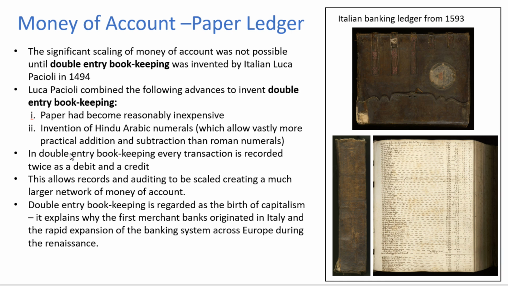And in double entry bookkeeping, every transaction is recorded twice, as a debt and as a credit. And so this allows money of account to be recorded and audited at a massive scale in an international way. You could have large trading networks covering many different countries where individual debts can be validated using this system in a much more practical way than was ever possible before.